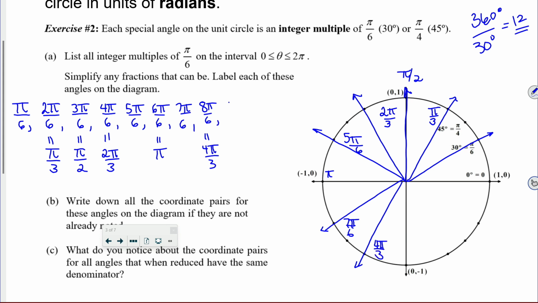Then I'm going to add another one on, 9 pi over 6, and that reduces down to 3 pi over 2. Very important. That one's down at the bottom of the circle. 3 pi over 2. Then I'll add another one on, 10 pi over 6. Again, it reduces to 5 pi over 3. That's right here.